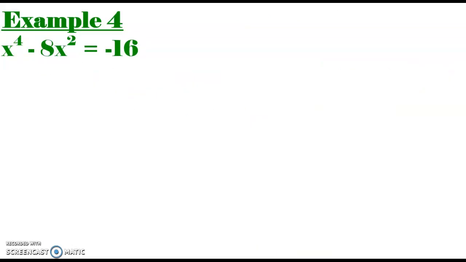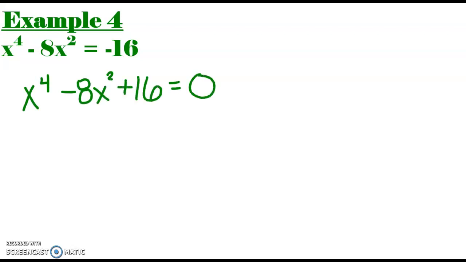All right, last one. This is not a sum or difference of 2 cubes. Just wanted you to see this. So we start by getting it equal to 0. So x to the 4th minus 8x squared plus 16 equals 0. So you can see this is a quadratic. The degree is 4. This is a quadratic, though, so you can use the box method. You would get 2 binomials.